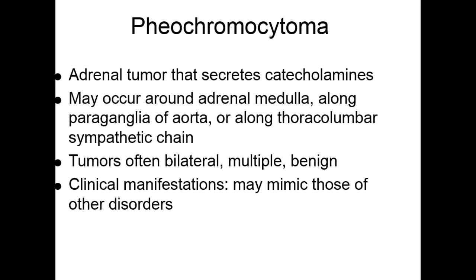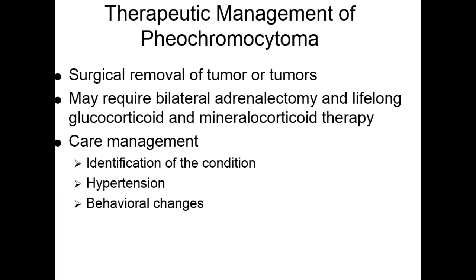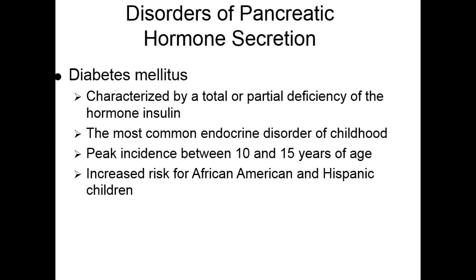Pheochromocytoma is the adrenal tumor that secretes catecholamines. Again, the tumor is often bilateral, multiple, and benign. Clinical manifestations may mimic those of other disorders. Therapeutic management is usually surgical removal of the tumor or tumors. It may require both of the adrenal glands to be removed, and lifelong glucocorticoid or mineralocorticoid therapy.